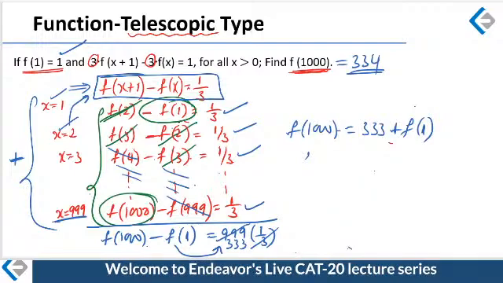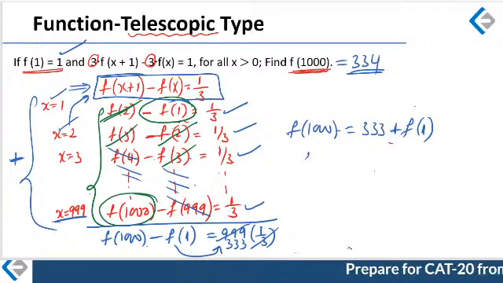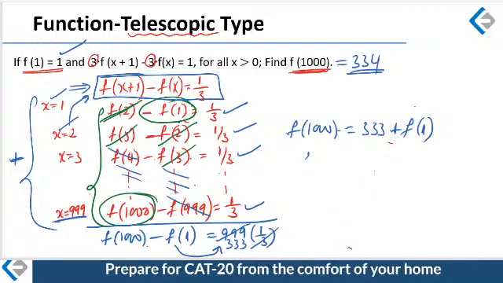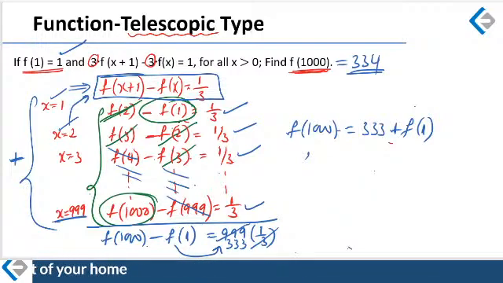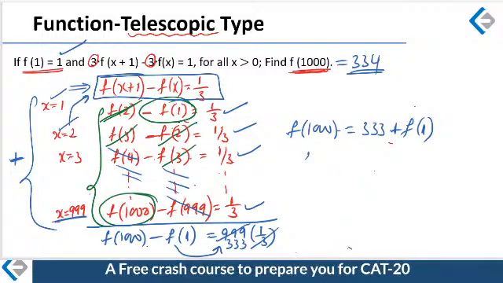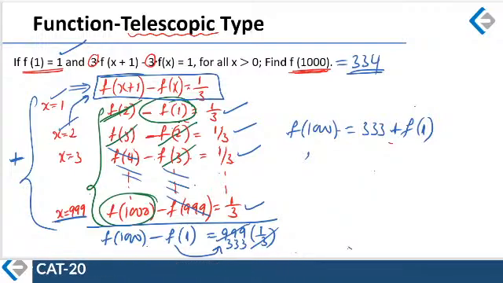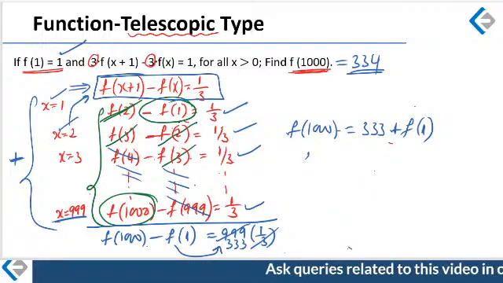Now when you are doing your mocks, keep your eyes and ears open to this particular model. They may call it by this name or they may not, but just keep an eye on it. How do you understand? All terms get cancelled except a few, one or two in the beginning and one or two in the end. Rest all gets cancelled by addition. This is called a telescopic model, a very popular type used in the exam. It can come in sequences and series, in functions, at multiple locations.